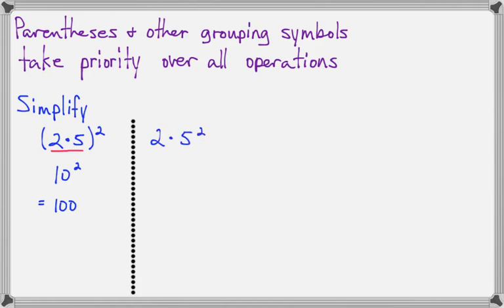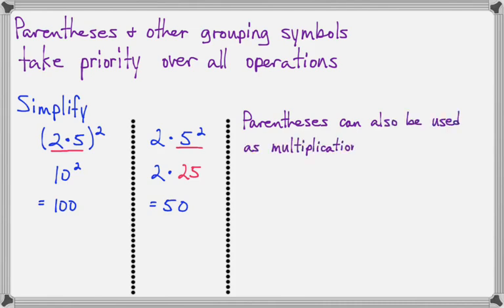Okay, let's look at the same problem without parentheses. This time, because there are no parentheses, the exponent takes precedence over the multiplication. So if we use the exponent first, 5 squared, 5 times 5 is 25, and 2 times 25 is 50.